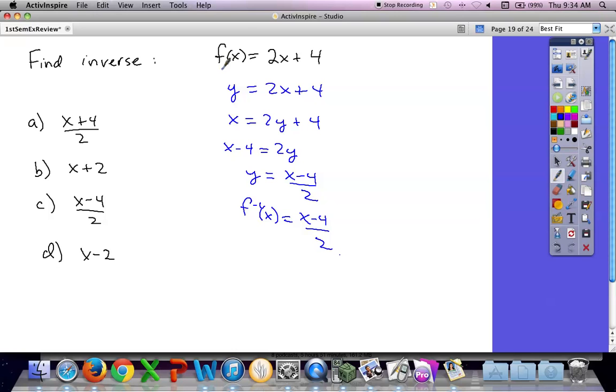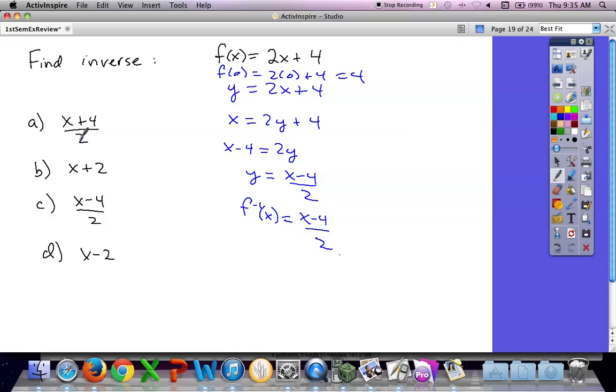I would say, okay, let me try f of 0. What is f of 0? It equals 4, right? So I should plug 4 into every one of my answers and see which one gives me 0. Which one of these, when you plug in x equals 4, gives you 0? Only this one here. That has to be the inverse.